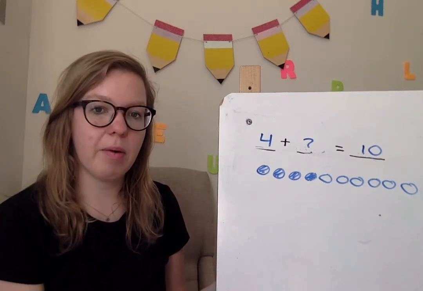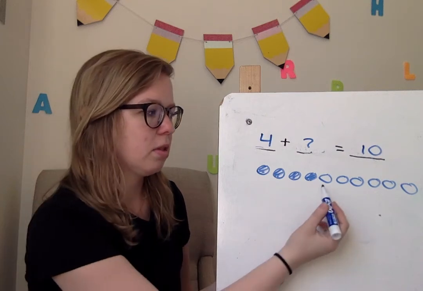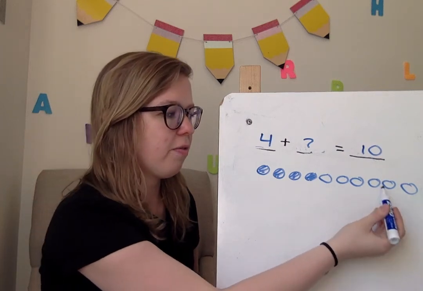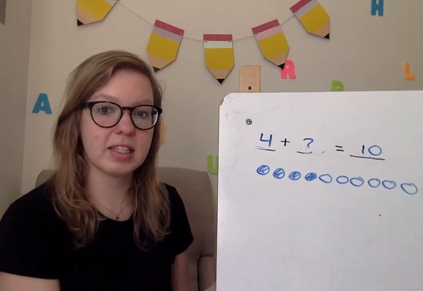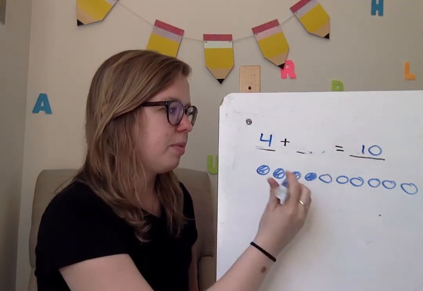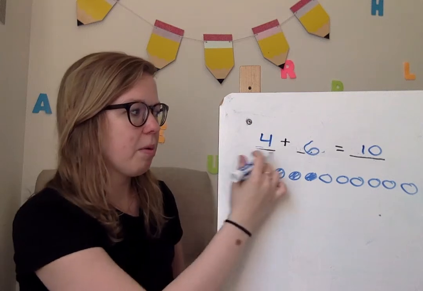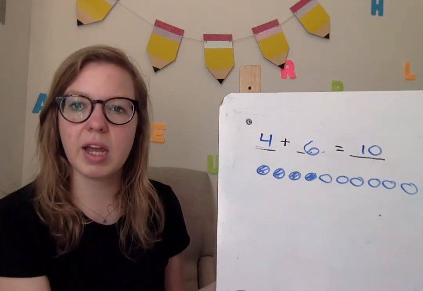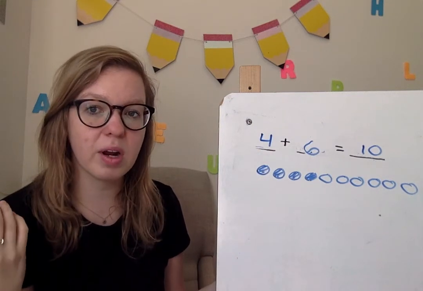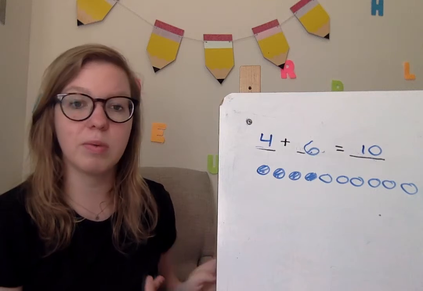Now we need to figure out what the missing addend is. Let's count. 1, 2, 3, 4, 5, 6. Excellent job. So 4 plus 6 equals 10. We know that's a number pair to equal 10, so that's a good way to double check too, just remembering that that's one of our number pairs that equals 10.